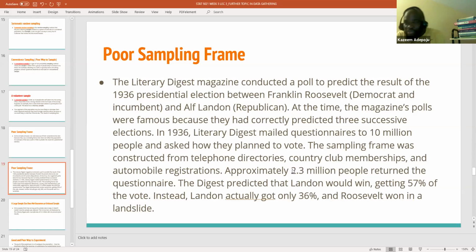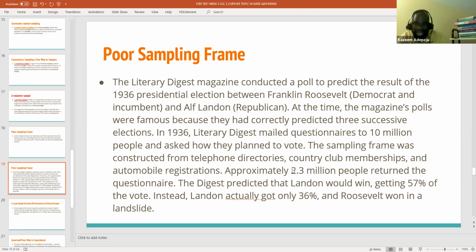The magazine actually predicted that the Republican, as at that time, Landon, was actually going to win with 57% of votes. With a large percentage. Okay, and that was why I said the Digest predicted that Landon would win, that he was going to get 57% of votes. And you know what? When you get 57% of votes, you are above 50% of winning as at that time.